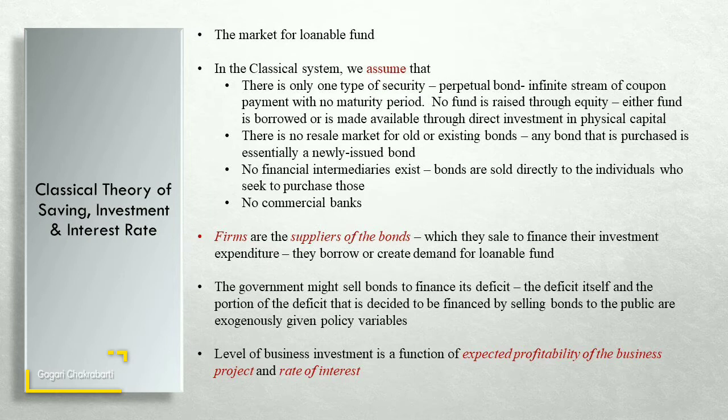Now, it is evident that this deficit itself and the portion of the deficit that is decided by the government to be financed by selling bonds to the public are exogenously given policy variables. In the classical model, the level of business investment is a function of two things. Number one, it depends on the expected profitability of the business project, and secondly and most importantly, it depends on the rate of interest.